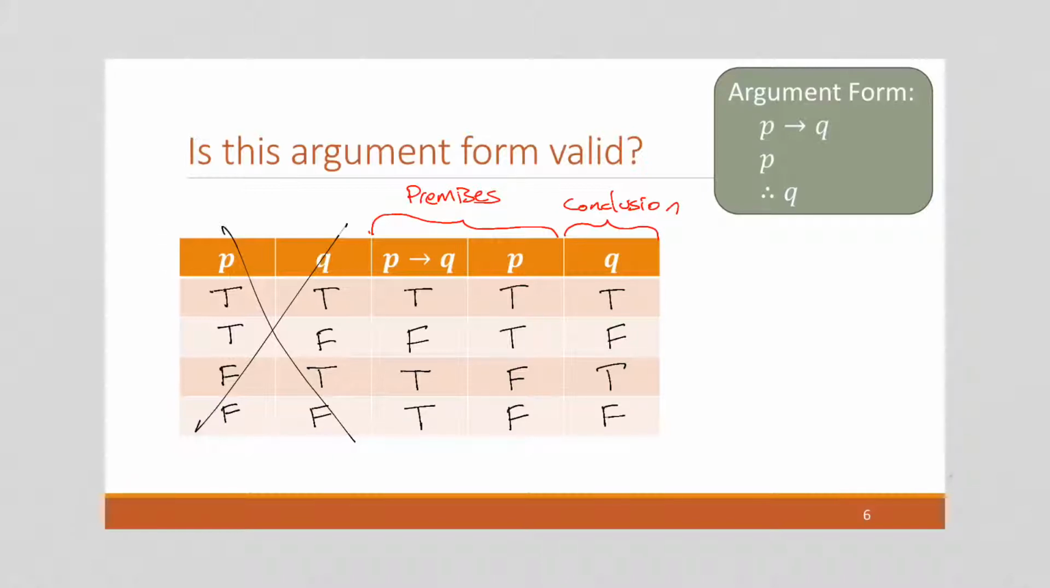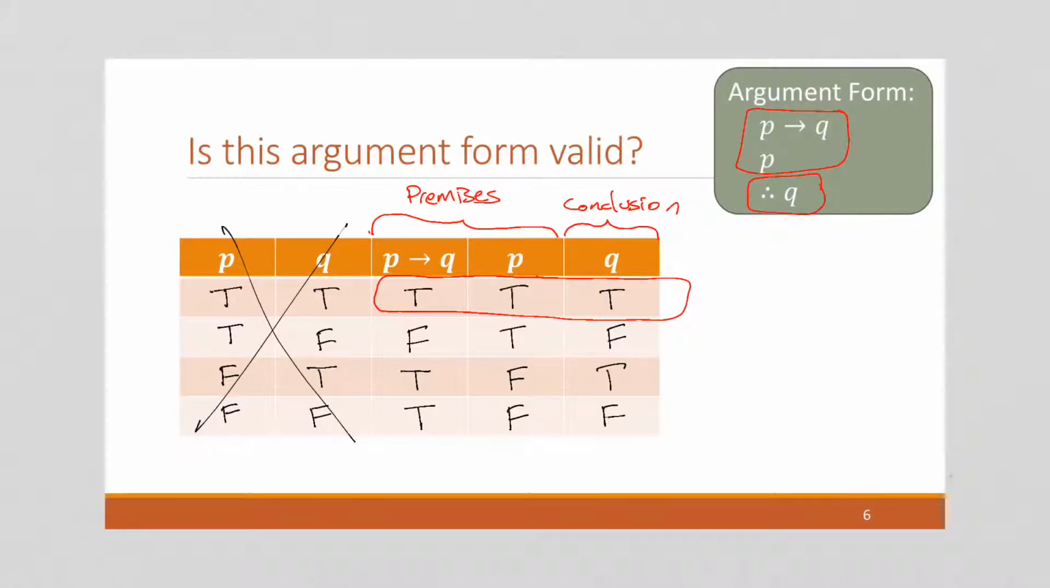Right, and remember these match up to our premises in our argument form and our conclusion. So now I want to look for critical rows. A critical row is any time all the premises are true. So here is a critical row, because we have true. I'm not even looking at the conclusion over here.